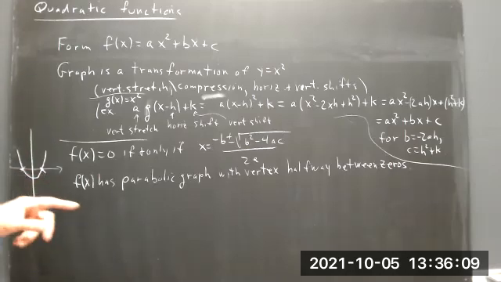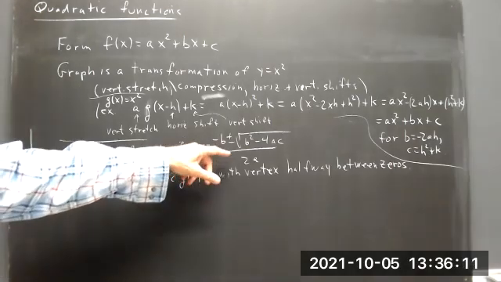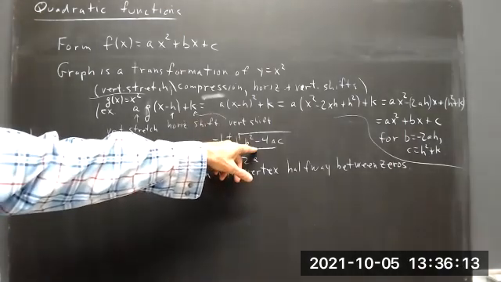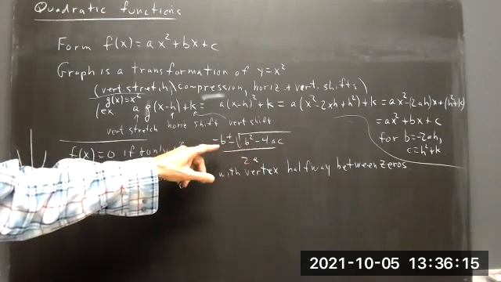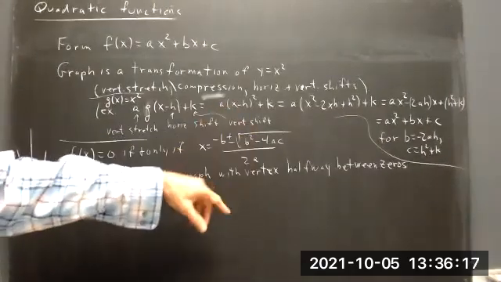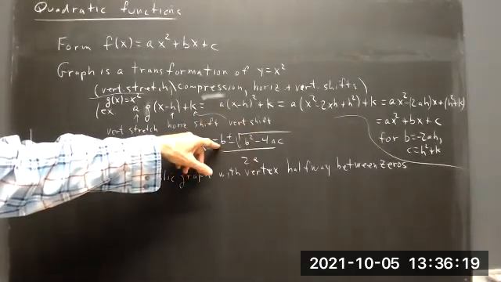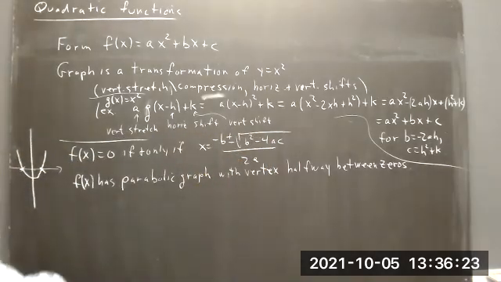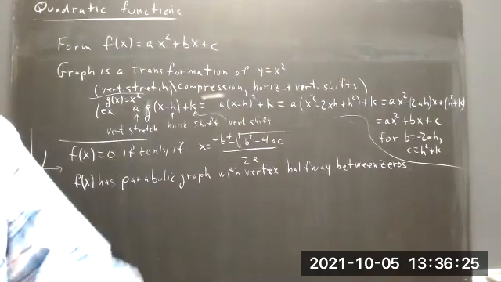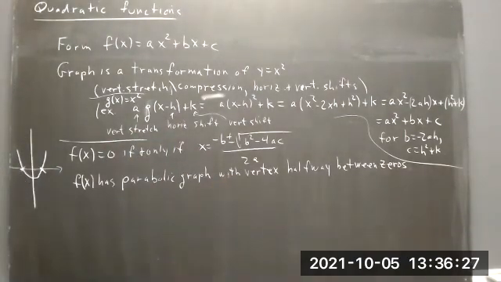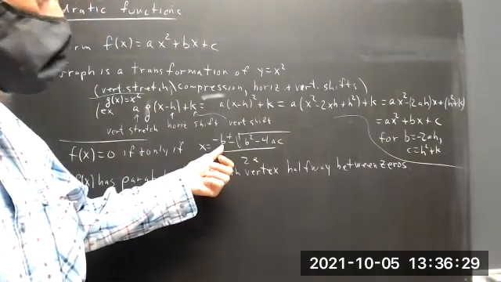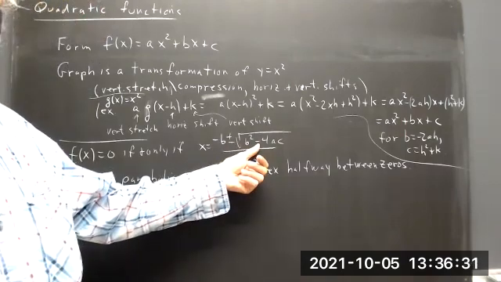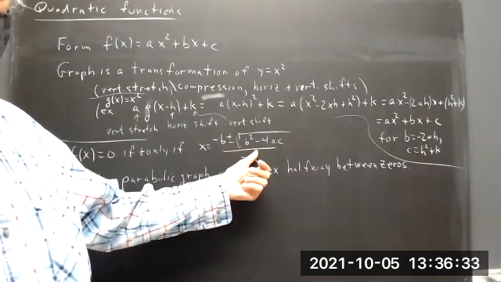Now the zeros are x equals negative b plus this square root, divided by 2a, of course, and x equals negative b minus the square root, again divided by 2a. What's halfway between negative b plus the square root and negative b minus the square root?